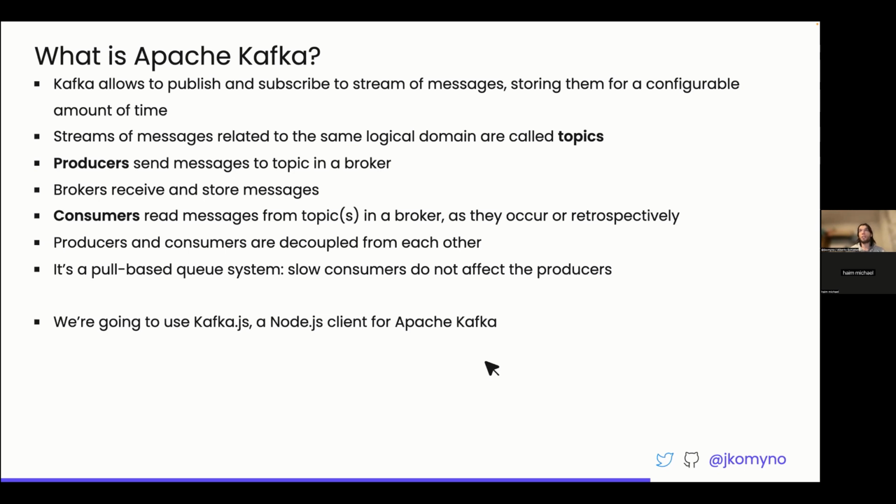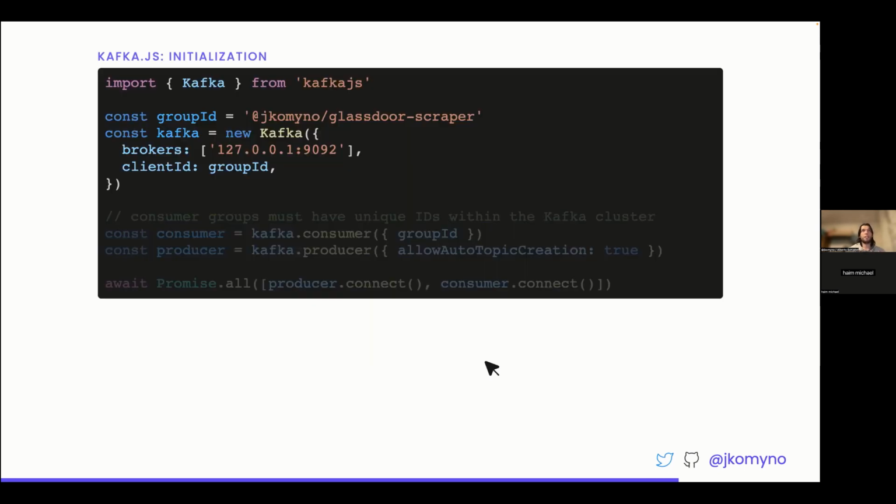And we're going to use the Kafka.js library. So this is how you will initialize that. You will define the Kafka server in the broker property, and you can define a unique group ID. Clearly, Kafka has a lot of complexity under the hood. The time today doesn't really allow us to go deeper into that.